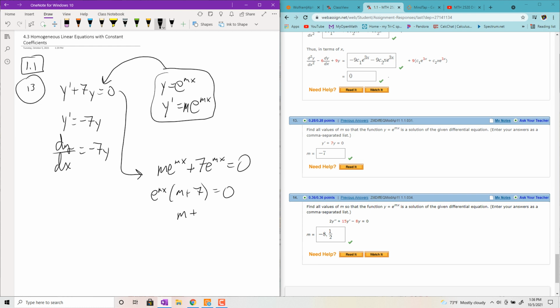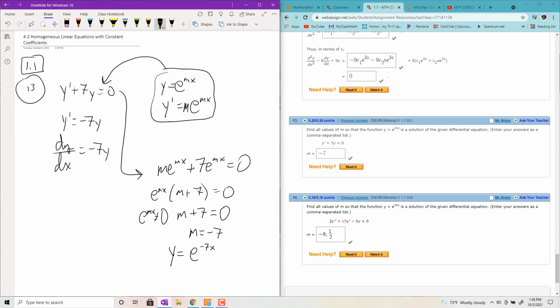Now e to the mx will never equal 0. There's nothing you can put in for x that would equal 0. So that part never happens. But m plus 7, we could find a number m that would cause it to equal 0. In particular, m is negative 7. So we think a solution to this differential equation would be y equals e to the negative 7x.